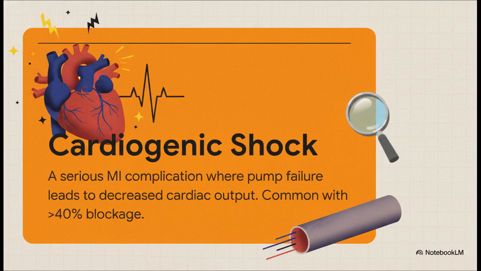So what's the worst case scenario if the heart attack is really, really big? The heart muscle can get so damaged that it just can't pump effectively anymore. That's cardiogenic shock. It is a terrifying, life-threatening complication where the pump has failed, blood pressure plummets, and organs start to shut down. This is exactly why every single second counts when treating an MI.